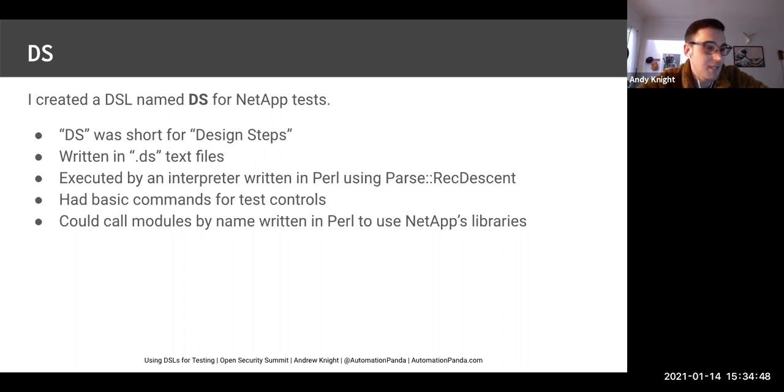DS had basic commands for test controls, and you could even have extension modules, written in Perl, that you would call by name and that would use NetApp's libraries. So DS itself would handle a lot of the language-type things like logging, reporting, assertions, whatnot. And if you needed to do some specific NetApp things, you could just call another Perl module that you would write in Perl instead of DS. And that would call NetApp's tens of millions of lines of whatever you needed to do, reboot, login, all that kind of stuff.